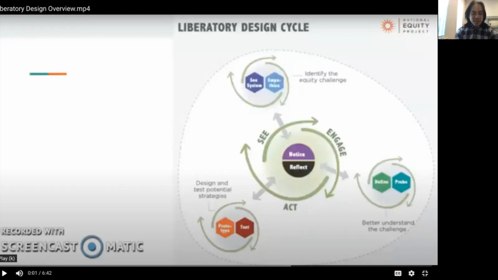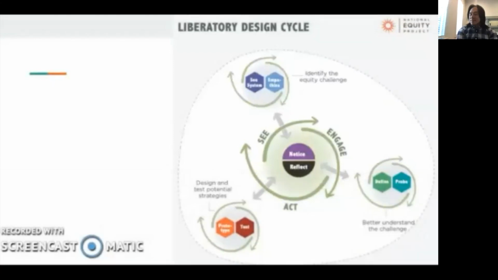So just a brief overview of the liberatory design cycle that we'll be using during this project. I want to first thank the National Equity Project for developing this frame. It's one that takes teams or individuals through a process of seeing and understanding equity challenges, better understanding, designing, and testing potential strategies. In this video, we're going to start in the center and then go around to the three pairs of actions.